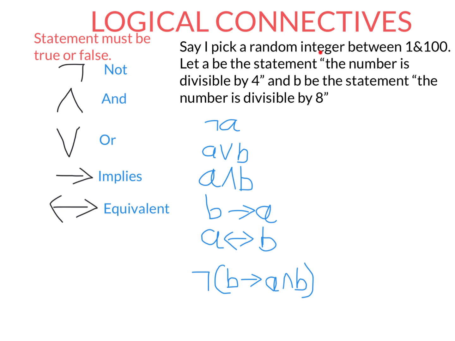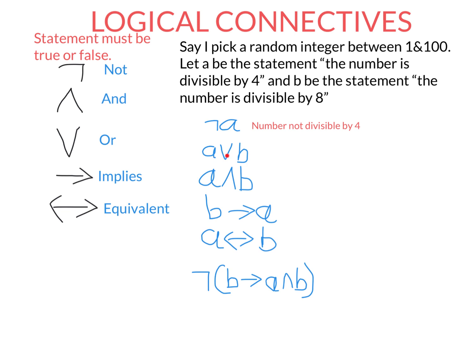Let's say I pick a random integer between 1 and 100. Let A be the statement the number is divisible by 4. That's a statement because you can easily determine whether it's true or false. And we're going to let B be the statement that the number is divisible by 8. Let's go through what each of these means. This one just reads not A. This would mean the number is not divisible by 4.